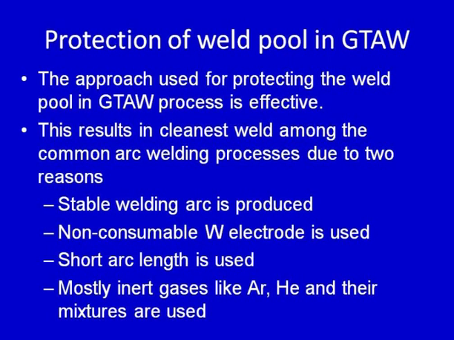Further, a non-consumable tungsten electrode is used. Since the electrode does not melt in the GTAW process, the stability of the arc is very good, and the arc length is also largely constant. Therefore, the chances for the entry of the atmospheric gases in the weld region are found to be minimum with this process.